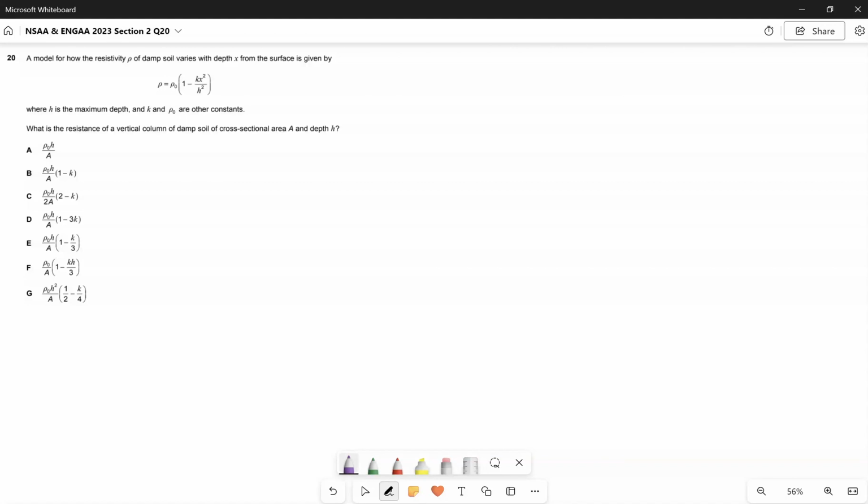So immediately we should think, if we're dealing with a resistance and resistivity equation, we need to relate the two. So we would have R equals rho L over A. That was for a resistor of constant cross-sectional area A, length L, and resistivity rho. But you can immediately see the problem here is that the resistivity is varying with position or depth x. So how do we deal with this?